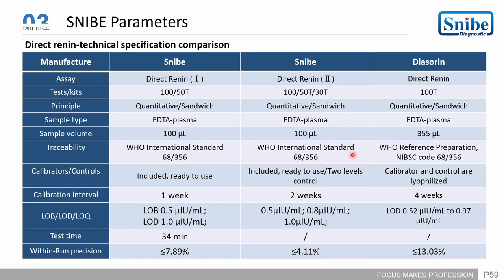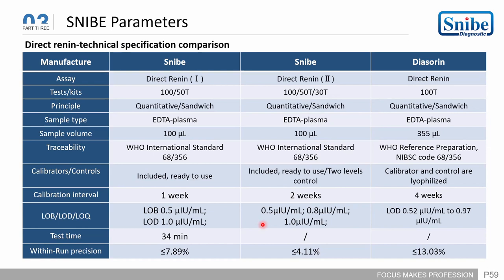We have standardization against the WHO International Standard of NIBSC code 68-356. We have included ready-to-use two-level controls and calibrators, while the calibrators and controls are lyophilized in the DiaSorin case, and the calibration interval is 2 weeks as compared to 4 weeks for DiaSorin. We have the LOB, LOD, and LOQ concept in that assay with 0.5, 0.8, and 1.0, and they have 0.52, 0.97 for the linearity of that assay.